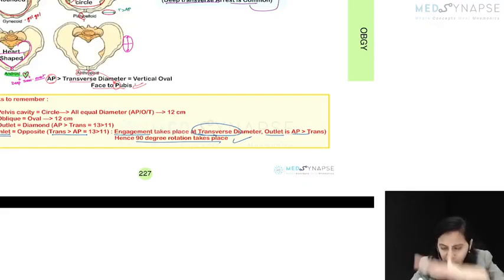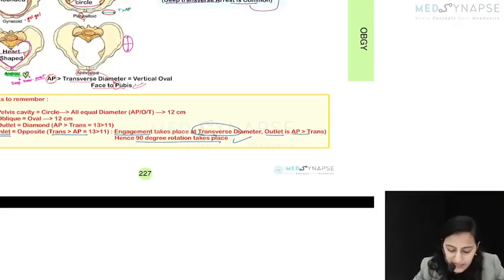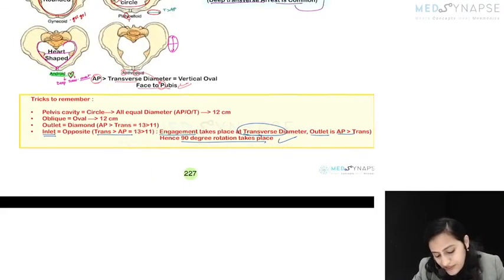Right, so do it. The more senses you involve when you are trying to remember something, the better you remember. So if you do like this, you remember that the upper one is more transverse, the lower one is more AP. So that is the transverse and the AP. Inlet is transverse more, outlet is AP more.